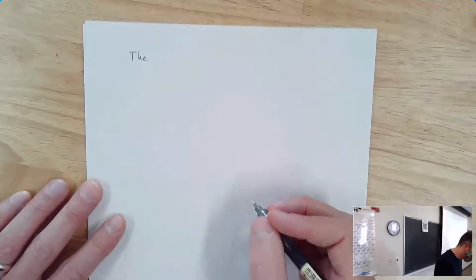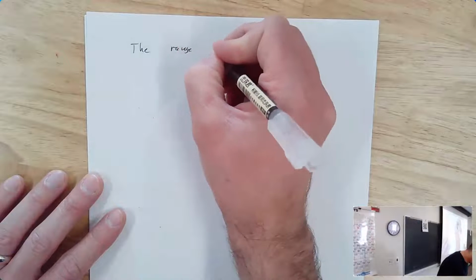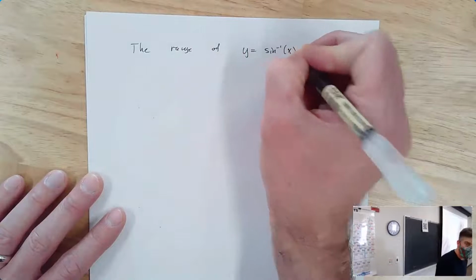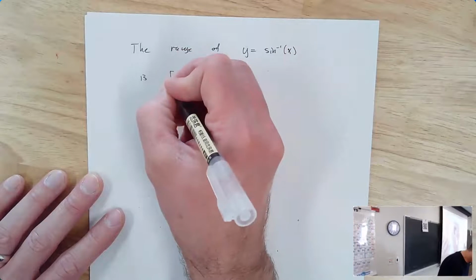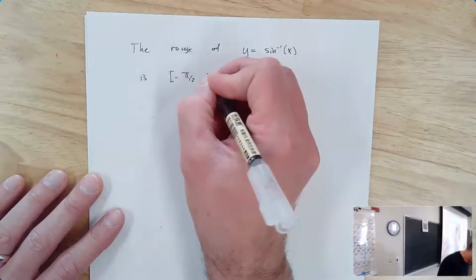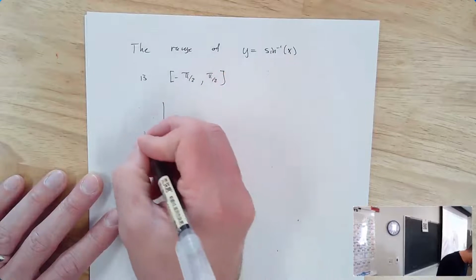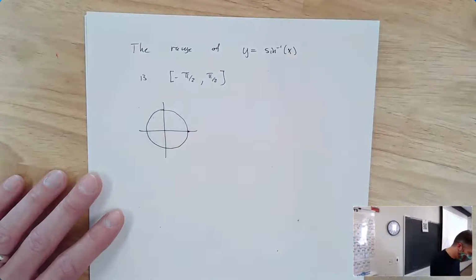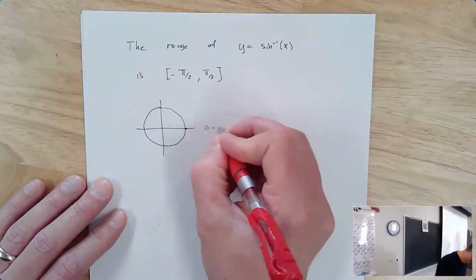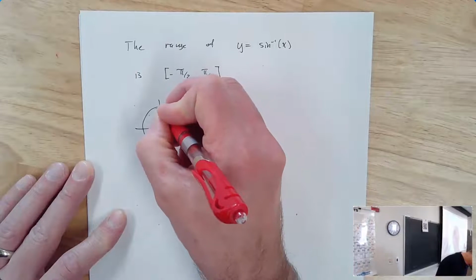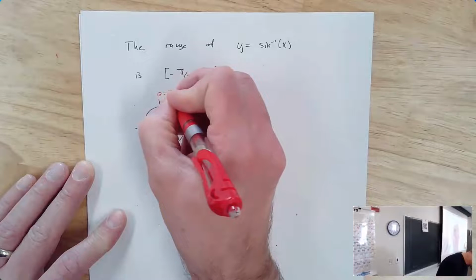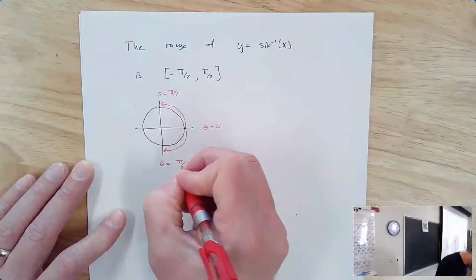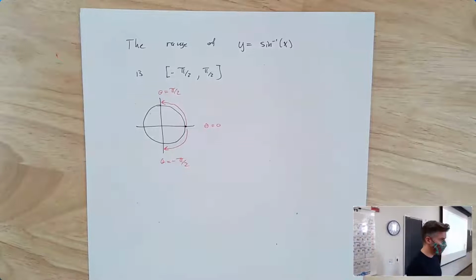I want to see what I'm writing. The range, I'm going to write again, of y equal to the inverse sine of x is, I just saw the comment, negative pi over 2 to pi over 2, which if you're thinking about the unit circle, means we're going from 0, this way to theta equal to pi over 2, and back this way to theta equal to negative pi over 2. That's the range of the inverse sine function.